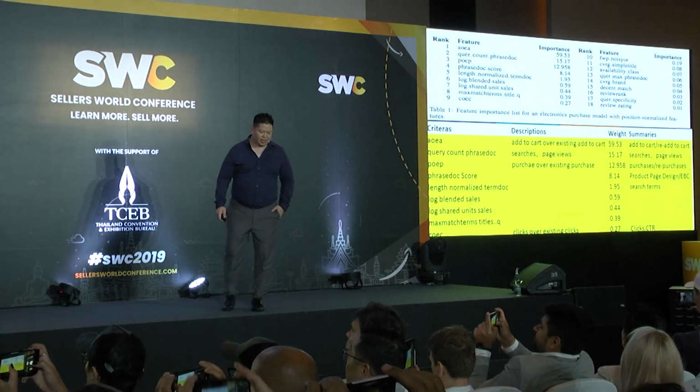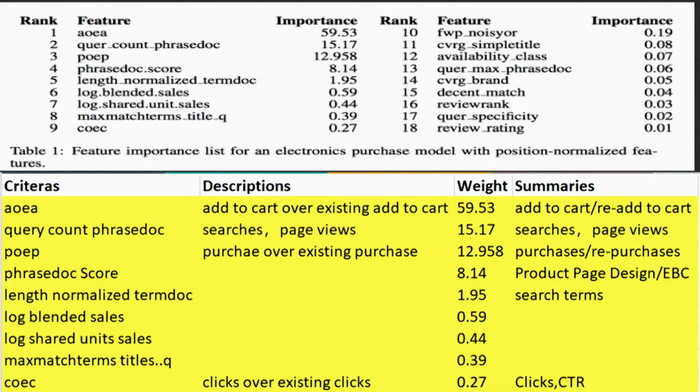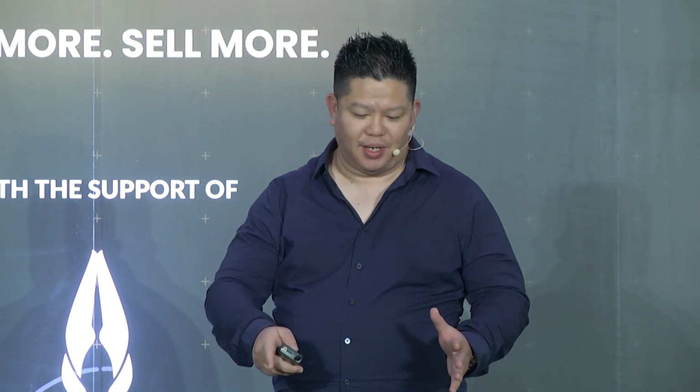AOEA is actually add to cart over existing add to cart. It's actually 59%, let's call it 60%, right? So if you want to beat a competitor, you need to have your add to cart more than your competitors. How to get that is up to you, but that's 60% of the weight. The second one is query count, phrase doc, about 15%-ish. It's clicks and searches and page views. So if you get people to click on your product page and look at it, that's about 15%.